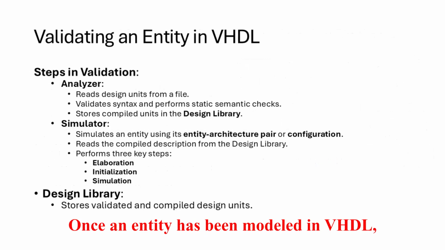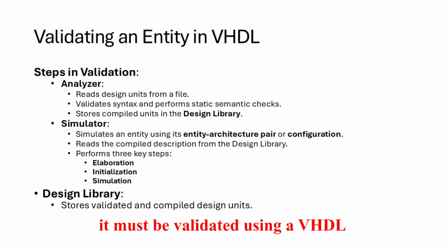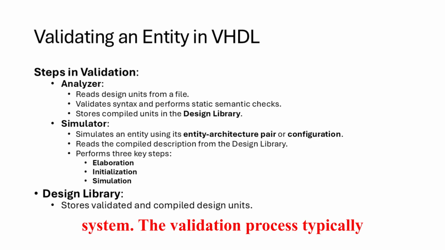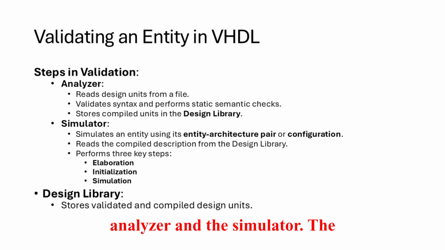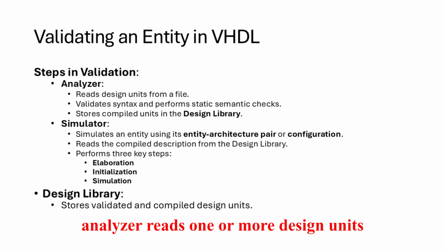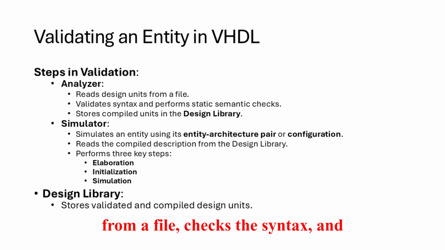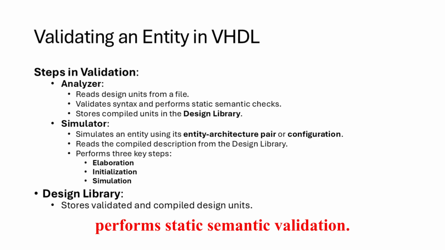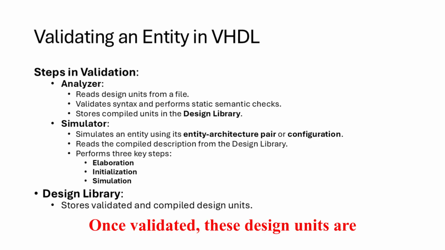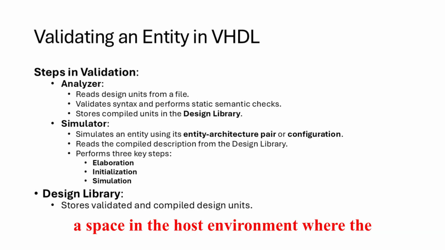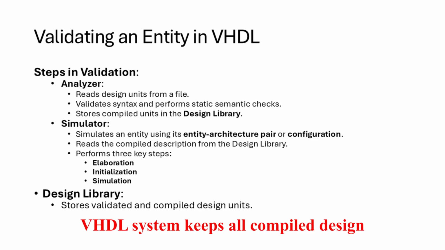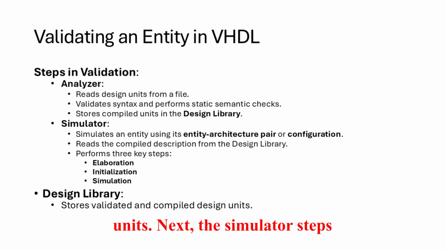Once an entity has been modeled in VHDL, it must be validated using a VHDL system. The validation process typically involves two main components: the analyzer and the simulator. The analyzer reads one or more design units from a file, checks the syntax, and performs static semantic validation. Once validated, these design units are compiled and stored in the design library, a space in the host environment where the VHDL system keeps all compiled design units.